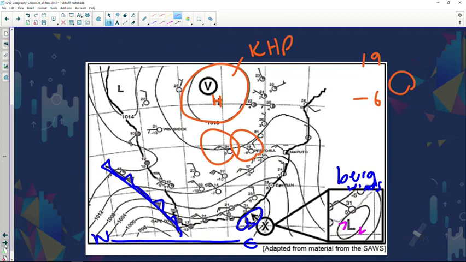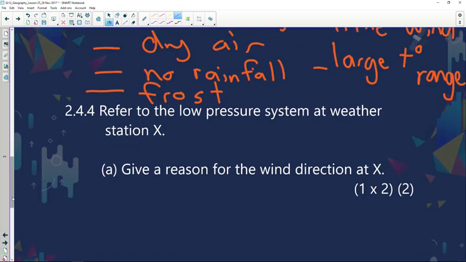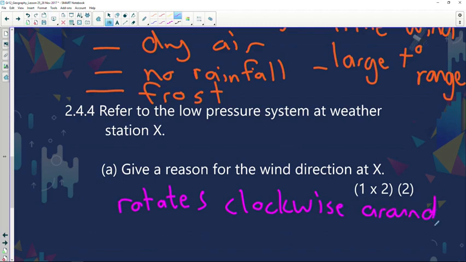So if you go and look at our question, give a reason for the wind direction at X. It's because it rotates clockwise around the coastal low. Because it's a low pressure system, and low pressure systems move clockwise in the southern hemisphere.